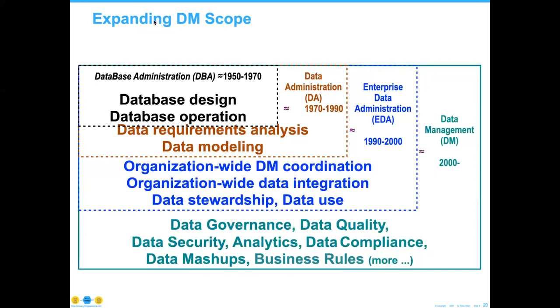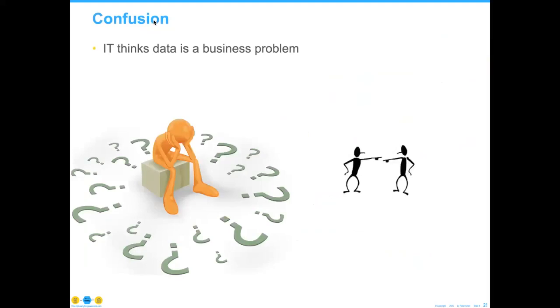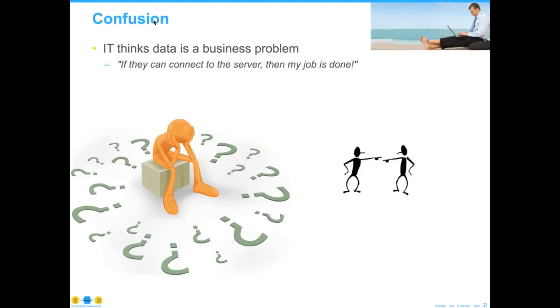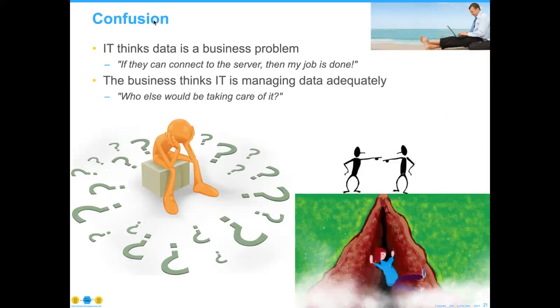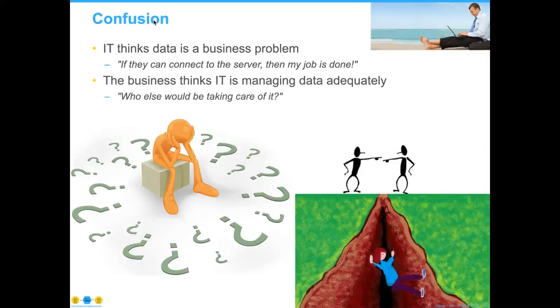And yet, in spite of that, we still end up with confusion. Because IT likes to think that business is a data problem. The general role, if they can connect to the server, then my job is done, is not untrue about a lot of the way this works. After all, who would be able to connect this to it? On the other hand, business thinks that IT is managing the data directly. Who else would be taking care of it other than somebody whose title was Chief Information Officer? Catch me sometime when we can get together in person and I'll tell you the story of CIOs who aren't on this. The point is that data for too long has fallen into an enormous gap between the business and IT. And this has led to a whole host of challenges.